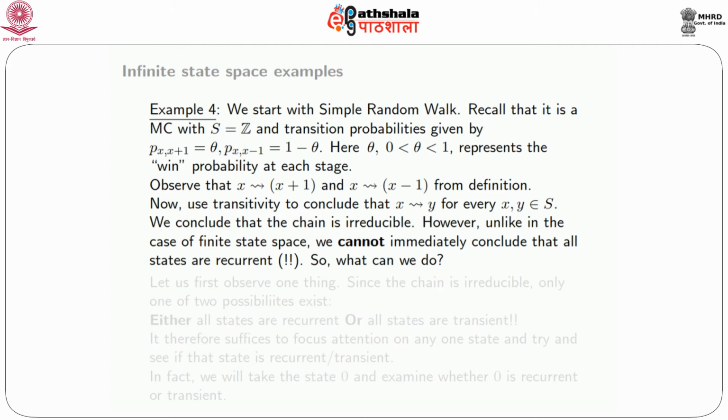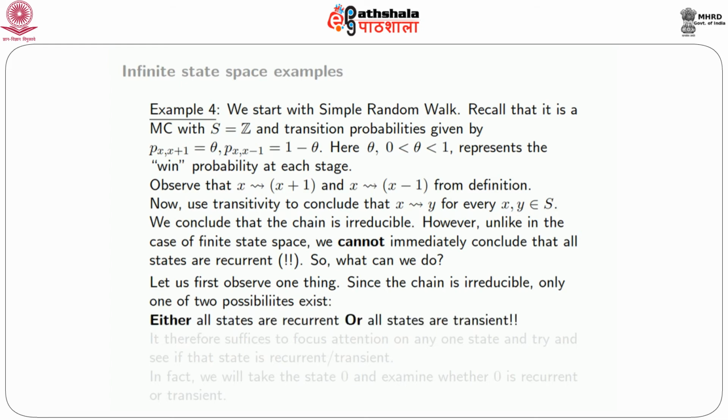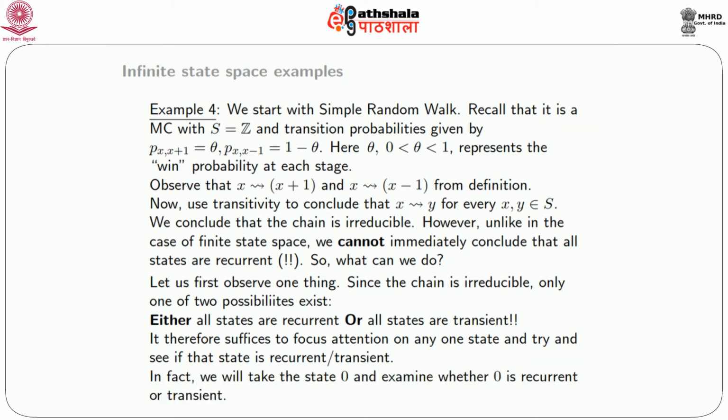So what can we do? Well, let's first observe one thing. Since the chain is irreducible, only one of the two possibilities exists. Either all states are recurrent or all states are transient. It therefore suffices to focus attention on any one single state and try and see if that state is recurrent or transient. Depending on our conclusion on that one state, we will be able to say what is true of all the states. In fact, we will take the state 0 and examine whether 0 is recurrent or transient.